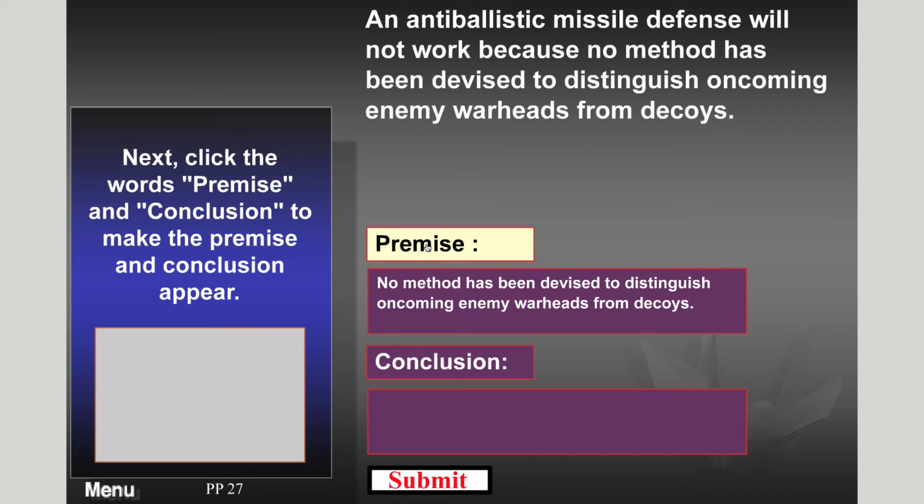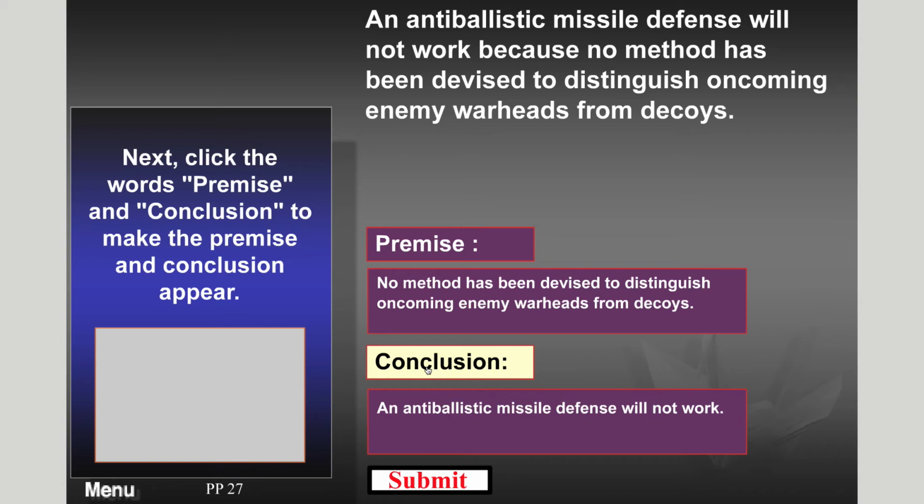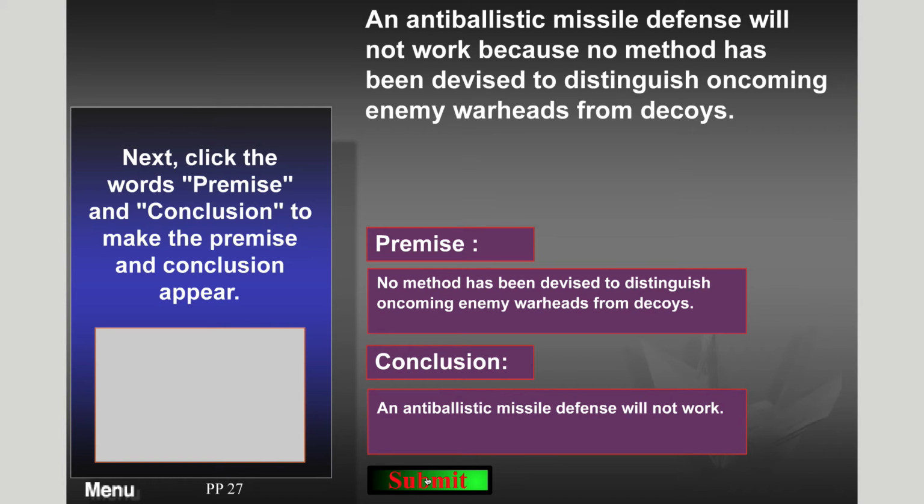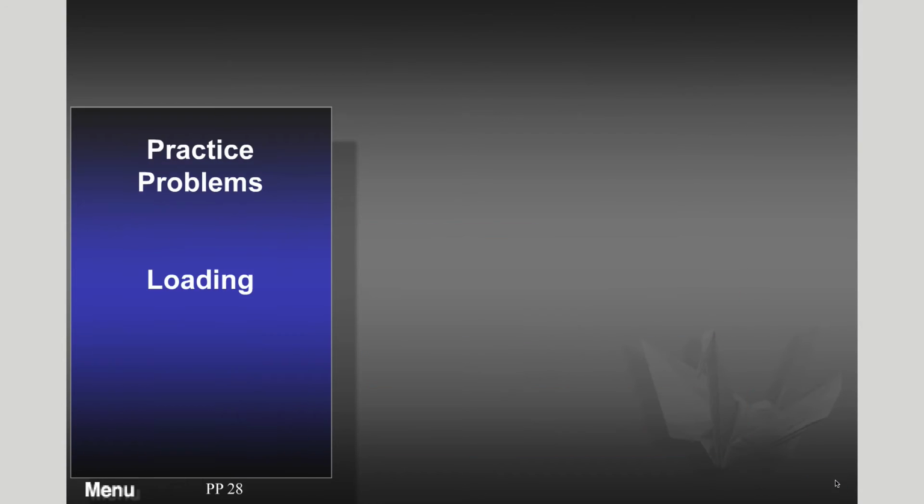So let's do the premise first. No method has been devised to distinguish oncoming enemy warheads from decoys, and that's why an anti-ballistic missile defense will not work. Obviously, if you can't distinguish between decoys and actual warheads, you can't have a working anti-ballistic missile defense system.